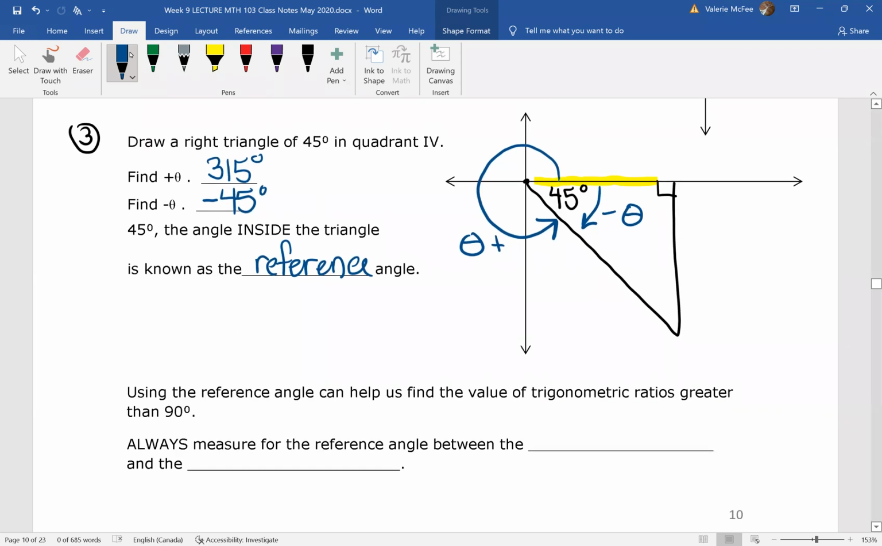Using the reference angle is going to help us find our trig ratios when theta is greater than 90. And remember that the reference angle is always measured between the x-axis and the hypotenuse. That's going to be important when, instead of giving you the reference angle, I give you theta. Take some time to look over these triangles. Get used to finding positive and negative theta for each of them.